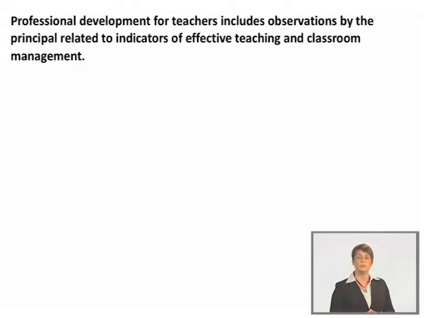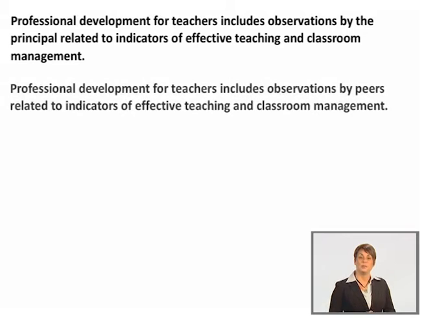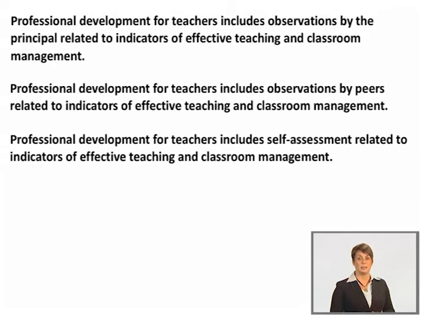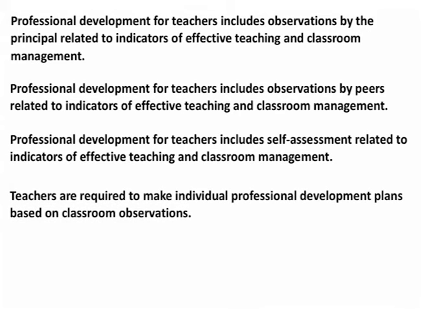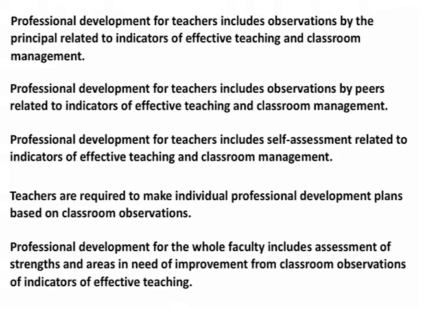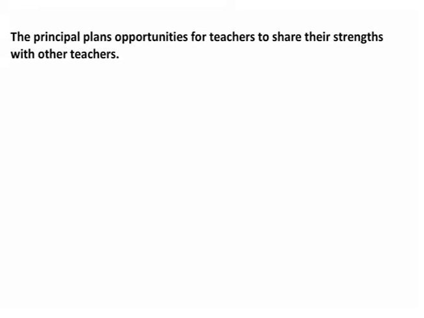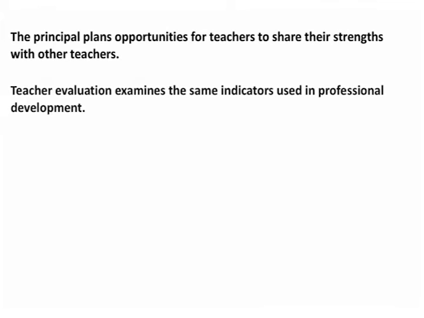Professional development for teachers includes observations by the principal related to indicators of effective teaching and classroom management. Professional development for teachers includes observations by peers related to indicators of effective teaching and classroom management. Professional development for teachers includes self-assessment related to the indicators of effective teaching and classroom management. Teachers are required to make individual professional development plans based on classroom observations. Professional development for the whole faculty includes assessment of strengths and areas in need of improvement from classroom observations of indicators of effective teaching. The principal plans opportunities for teachers to share their strengths with other teachers. Teacher evaluation examines the same indicators used in professional development.